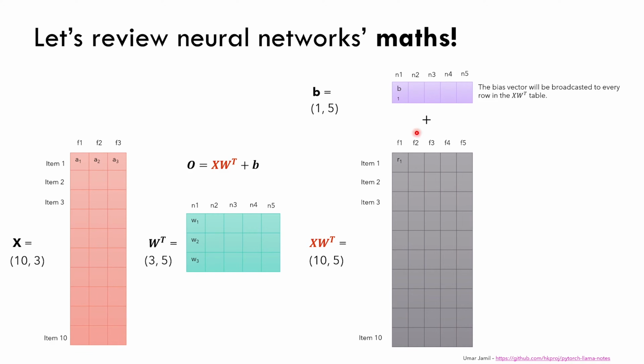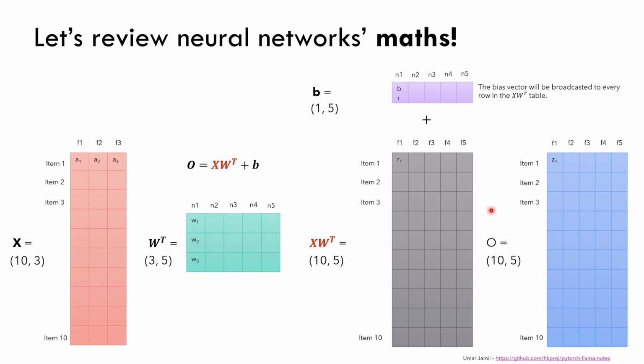Then we add the b row vector. As you can see, to add two matrices, they need to have the same dimension. But in PyTorch, because of broadcasting, this row will be added to this row here, and then independently to this row and to this row, etc., etc., because of the broadcasting. And then we will have this output.